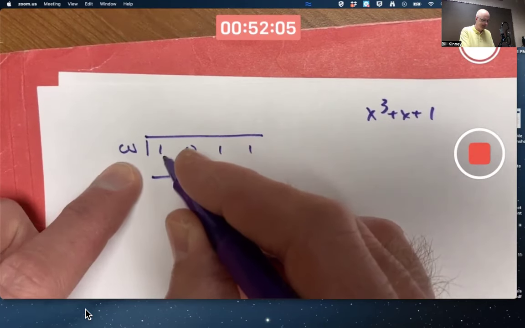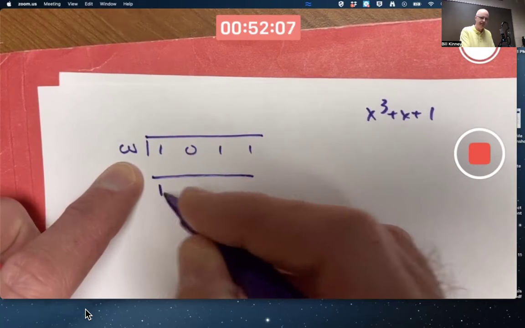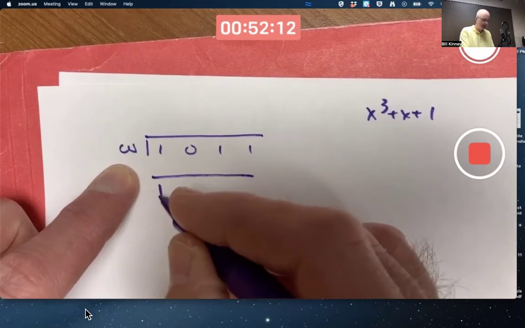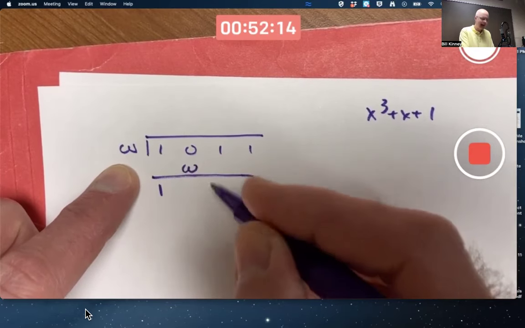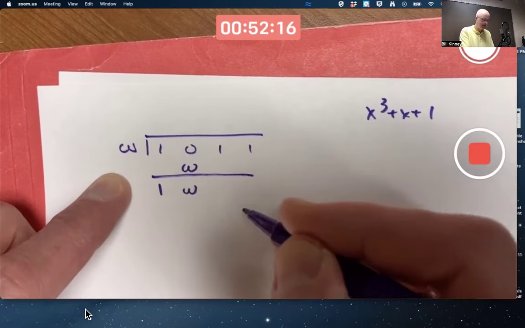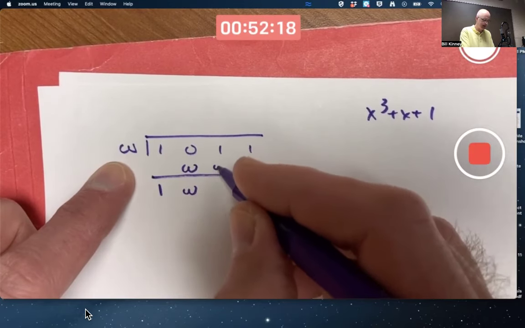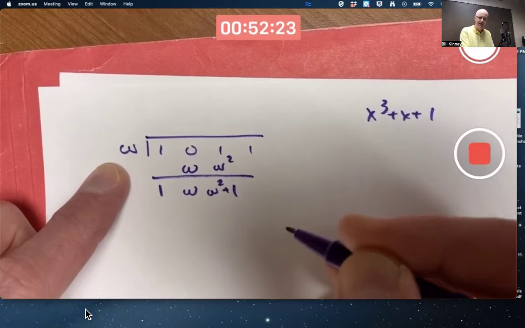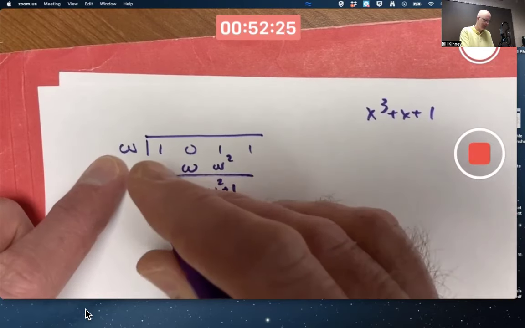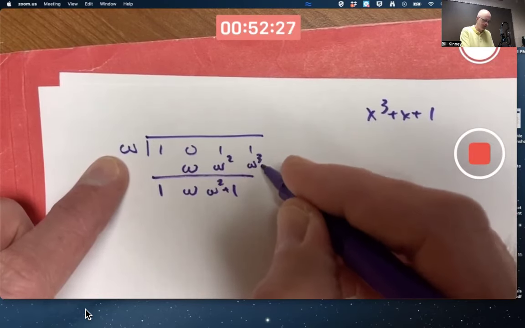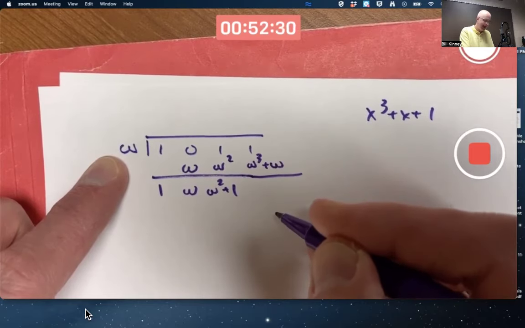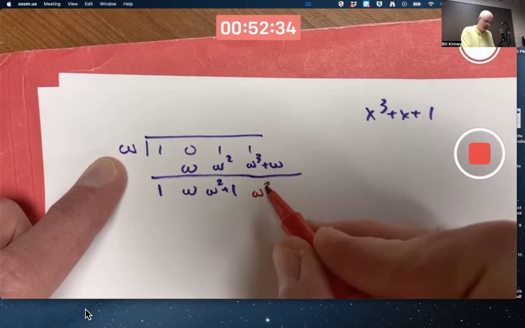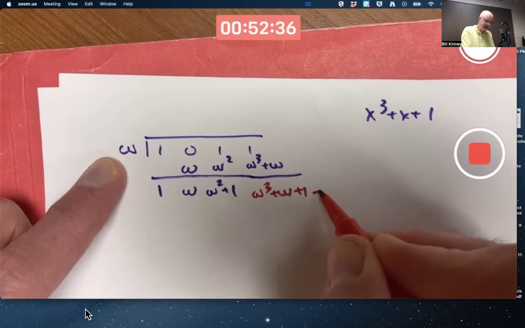What do you do with synthetic division? Bring this first number down. Effectively add the columns. Multiply omega times 1 is omega. Add 0 plus omega is omega. Multiply omega times omega is omega squared. Add, get omega squared plus 1. Multiply omega times omega squared plus 1 is omega cubed plus omega. Add these columns, get omega cubed plus omega plus 1, which I know is 0.